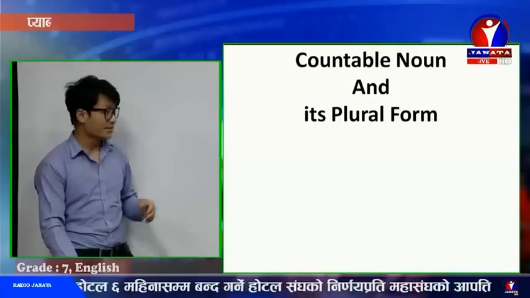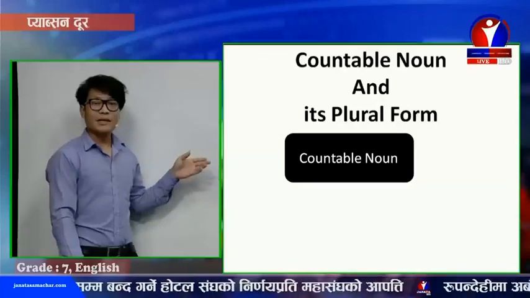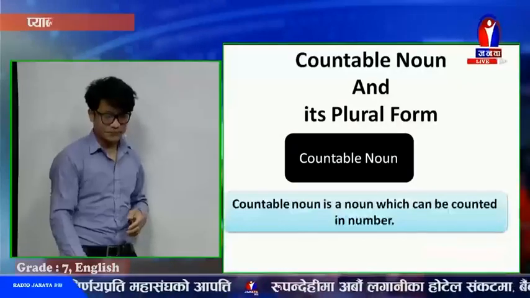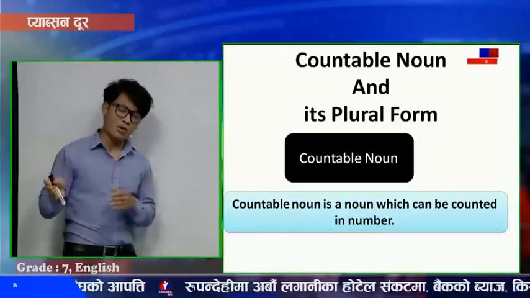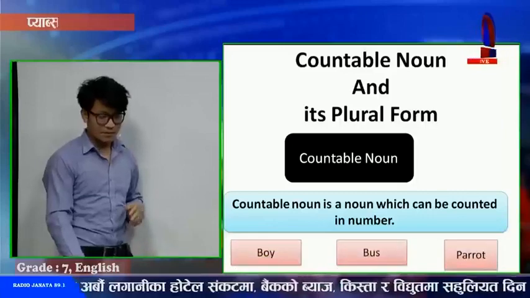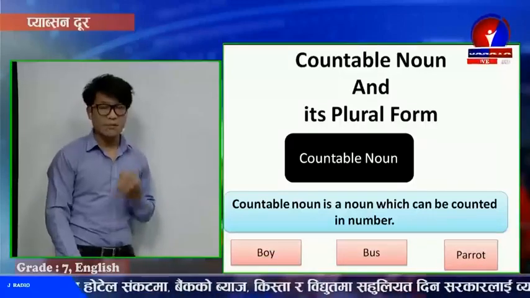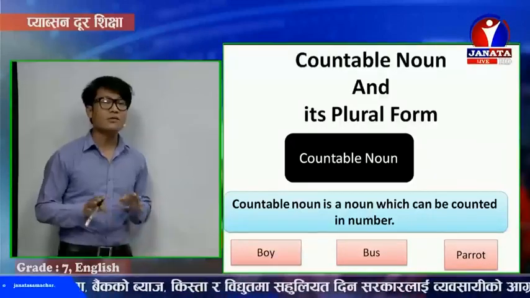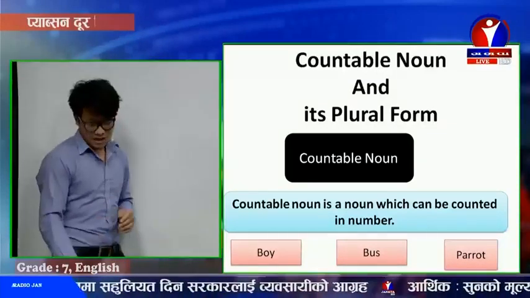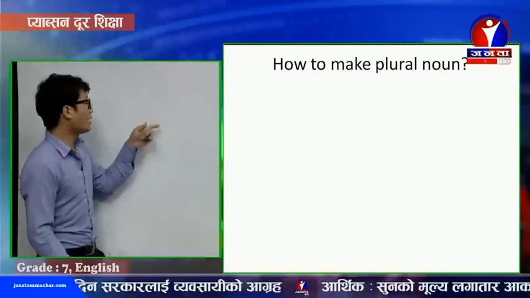So let's start. First of all, let's have again the definition of countable noun. Countable noun is a noun which can be counted in a number. Example: boy, bus, parrot. These are singular countable nouns as examples. Now, how to make plural noun?